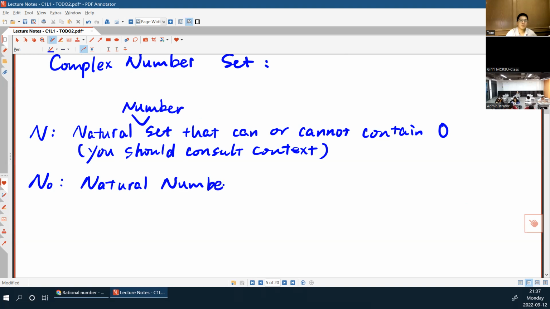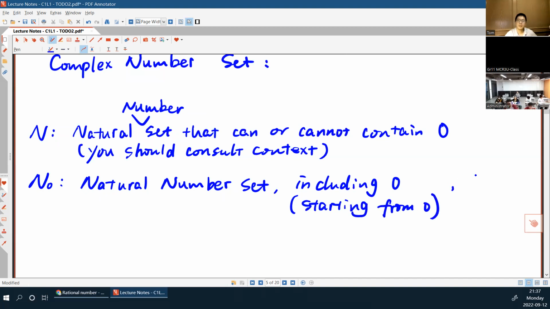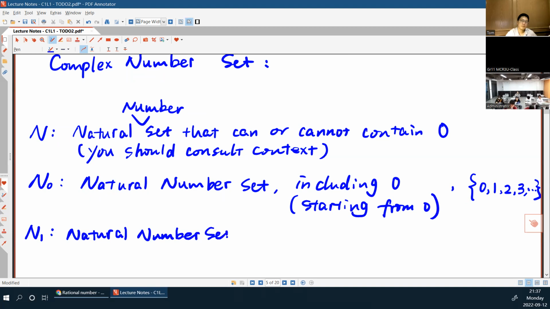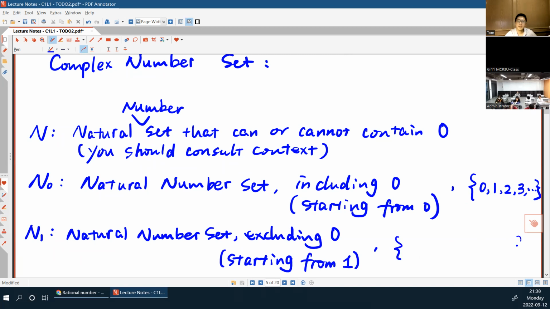That's also a natural number set, but this time we explicitly include 0, or starting from 0, which means it's a set that contains 0, 1, 2, 3, etc. Right? And N1 is a natural number set that excludes 0, which means starting from 1. Okay, which means a set of numbers starting from 1, then 2, then 3, etc.